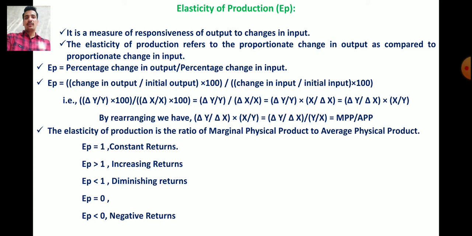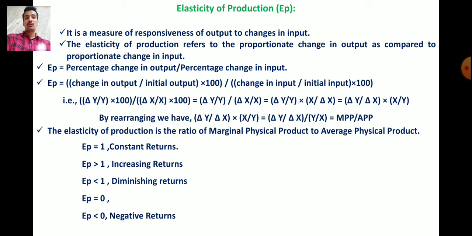Okay, so the elasticity of production refers to proportionate change in output as compared to proportionate change in input. So EP is equal to percentage change in output divided by percentage change in input. Means the formula for elasticity of production is percentage change in output divided by percentage change in input. So that is the responsiveness of output to the change in input.